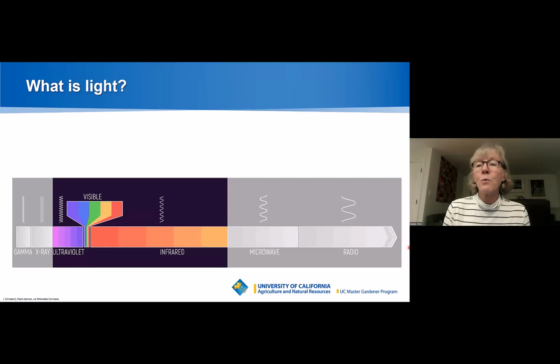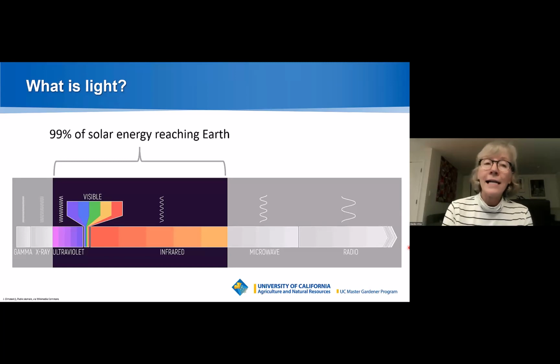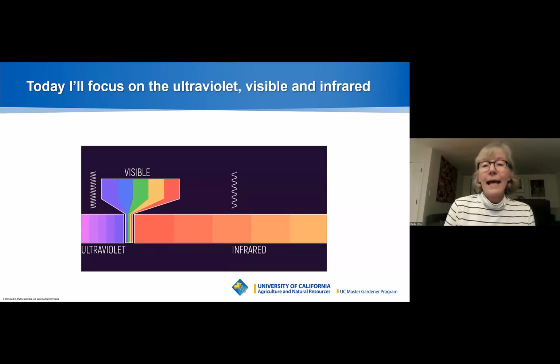This middle portion is what we think and worry about in the garden. And by far the largest portion, 99% of the solar energy that reaches the Earth, is in this range. But within this range, only a small amount, 5%, is this ultraviolet over here on this side. A much larger amount, 42%, is visible, and even more than half, 53%, is infrared. So this is what mostly reaches the surface of the Earth. And I'm going to focus on those three, ultraviolet, visible, and infrared, and how they affect the plants in our garden.